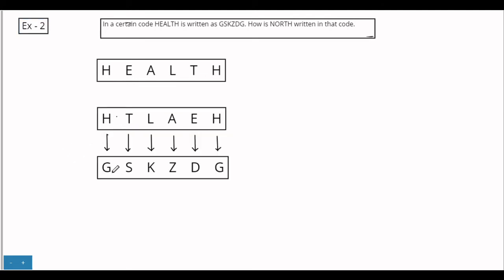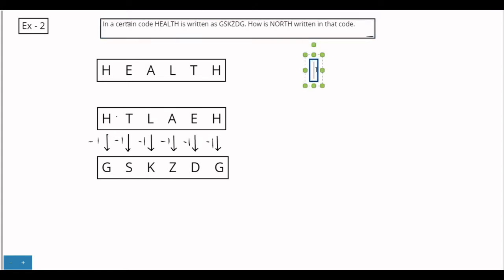So now if you'll see, G is just before H, so it'll be minus 1. S is just before T, so it'll be minus 1. K is just before L, and so it will be minus 1. Like that, it works for all of them. Z is technically right before A, D is before E, and G again is before H. Now we do it for north.